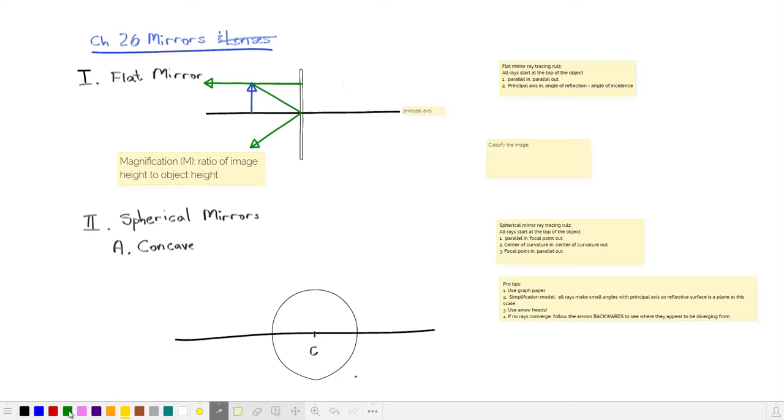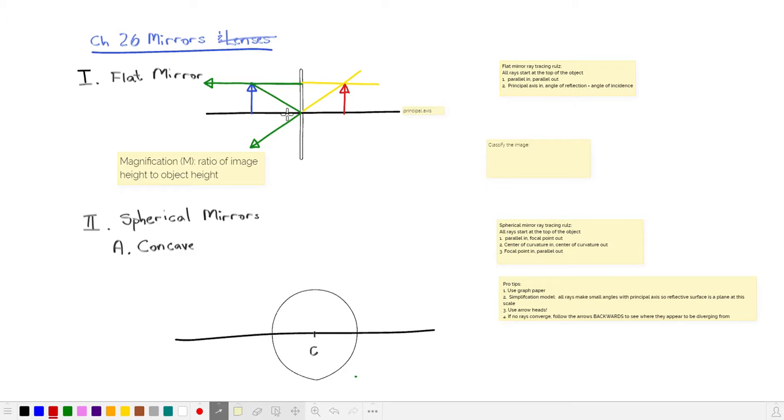Well, let me just use green again. Okay, I'm going to follow this rule. I'm going to follow the arrowhead back, since there are no rays converging on this side of the mirror, to see where they appear to be coming from. So following the second ray backwards looks like something like that. And following this ray backwards looks like it would be something like that. Well, the two rays converge here, so that means I can say the top of my image is where those points intersect.